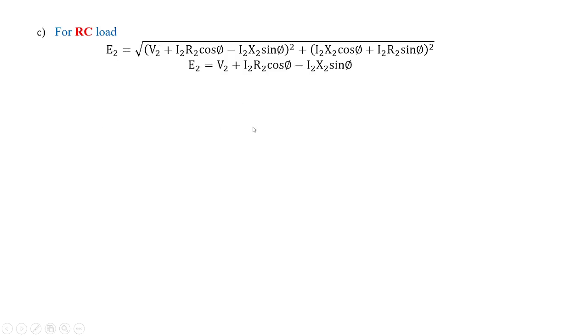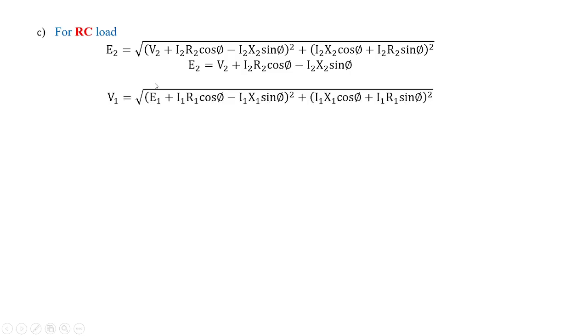Now, what if we have an RC load? For the RC load, E2 is equal to V2 plus I2 R2 cos phi minus I2 X2 sin phi. The input voltage will be in terms of E1 plus I1 R1 cos phi minus I1 X1 sin phi. So this is how equations 5 and 6 are different from equations 7 and 8.